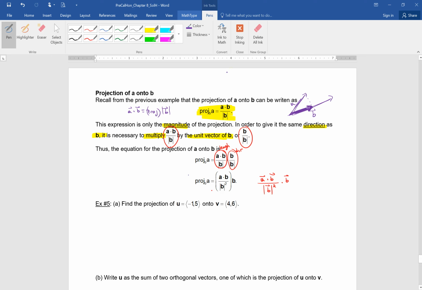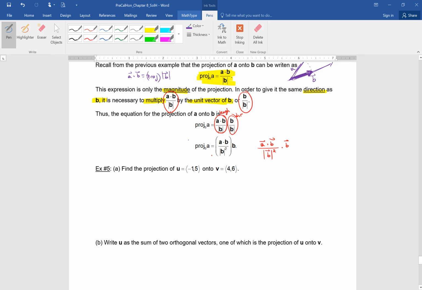Find the projection of u onto v. So this is what we have to find now. The projection of u onto v is equal to u dot v over the magnitude of v squared times vector v. Let me find u dot v first. Negative 1 times 4 plus 5 times 6. Negative 4 plus 30. What is that? Negative 26.